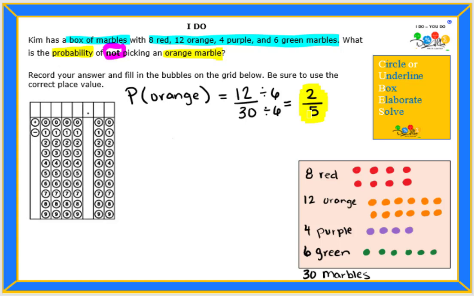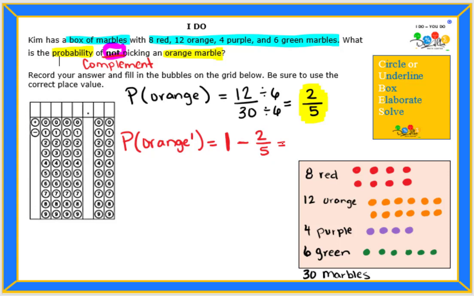So now we need to find the complement because we want the ones that are not orange. To find the complement, we'll find the probability of not selecting an orange marble. We take 1, because we're talking about the entire group or the entire box of marbles, minus what we got for orange, which was 2/5.